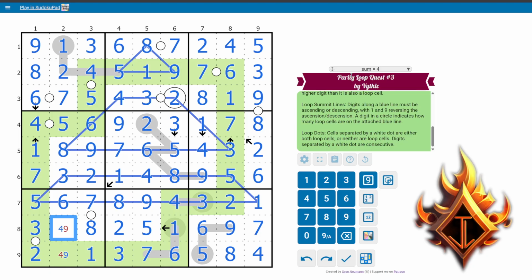That was Parity Loop Quest number 3 by Vythic. Nice puzzle. I did enjoy it.